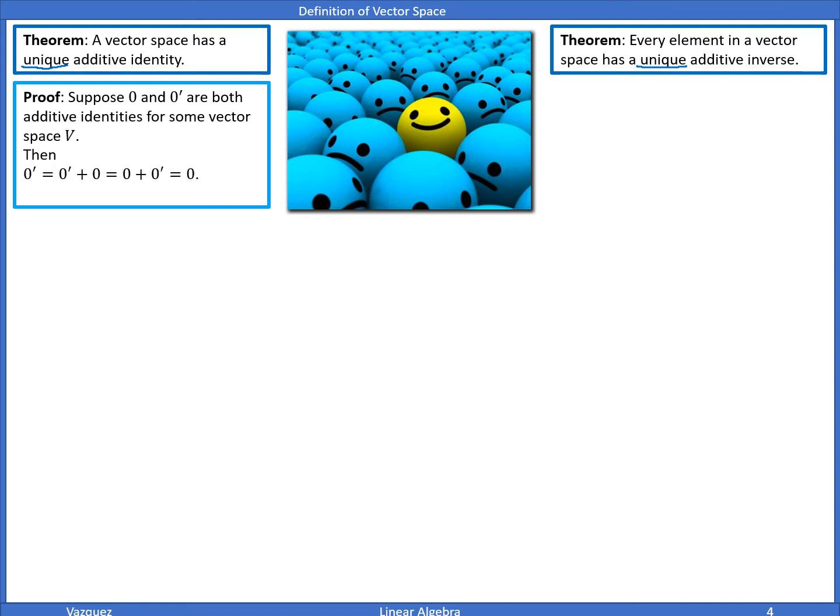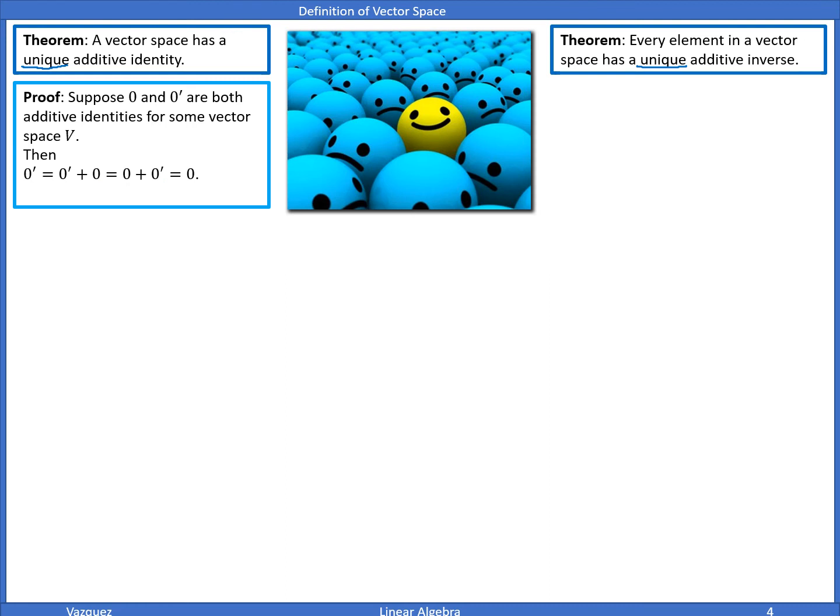So if 0 prime is an additive identity, well then adding it to this element, to 0, should not change this element, right? There's 0. And again, addition is commutative, so we can just rewrite it like this. And because it doesn't change that 0, it's just 0. And indeed, it shows that 0 prime is equal to 0.